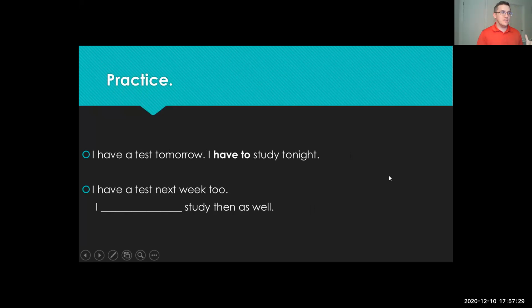I have a test tomorrow. I have to study tonight. I have a test next week too. Okay, so we want next week future with the phrasal modal have to. I am going to have to study then as well. Two phrasal modals together. Or you could say I will have to study then as well.